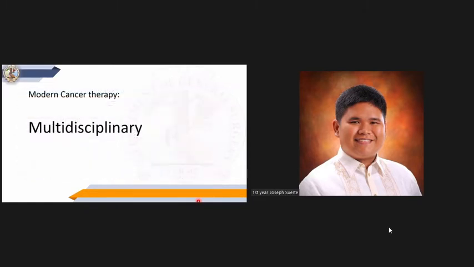So modern cancer therapy is a multidisciplinary approach. So it's not just the doctors, the different specialties, but also including our nursing staff, our rehab staff. Everyone is part of the team in handling our cancer patients.